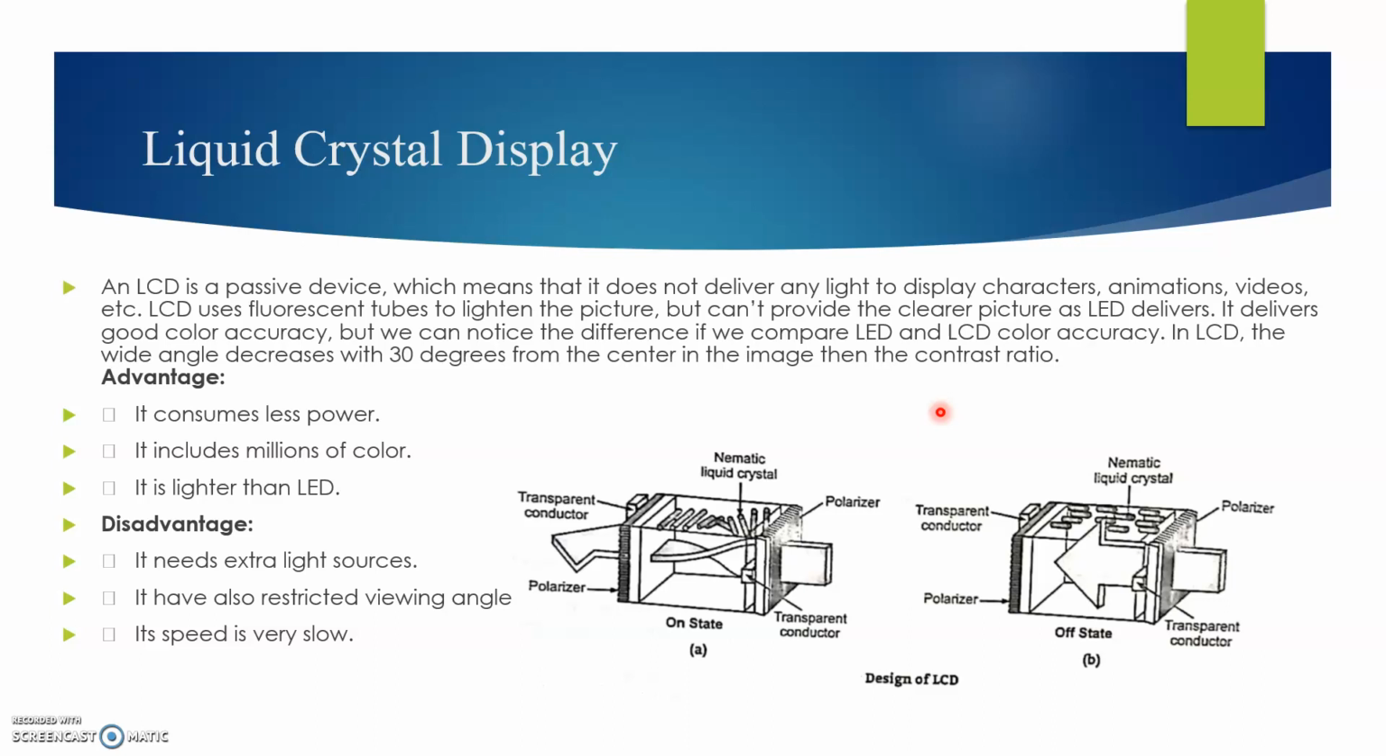It delivers good color accuracy, but we can notice the difference if we compare LED and LCD color accuracy. In LCD, the viewing angle decreases, with 30 degrees from the center in the image, then the contrast ratio. Liquid crystal material is filled in between two glass plates. You can see it in the diagram. One glass plate has horizontal transparent conductors built into the same glass plate, and the other glass plate has a vertical light polarizer and vertical conductors built into it.